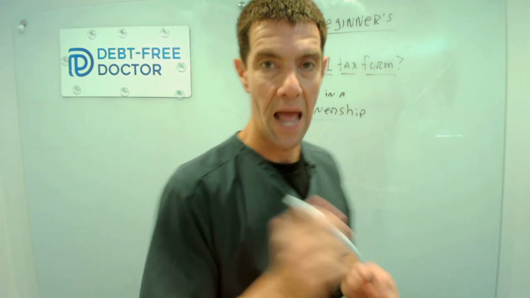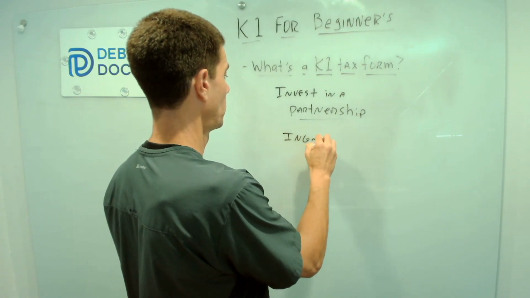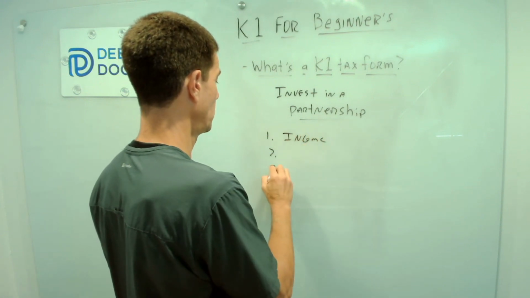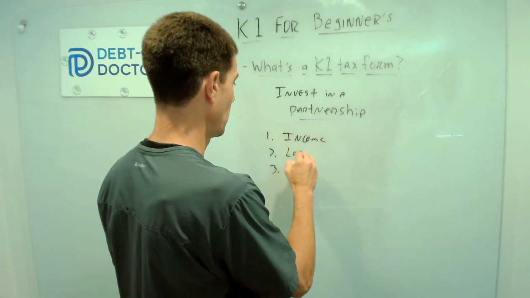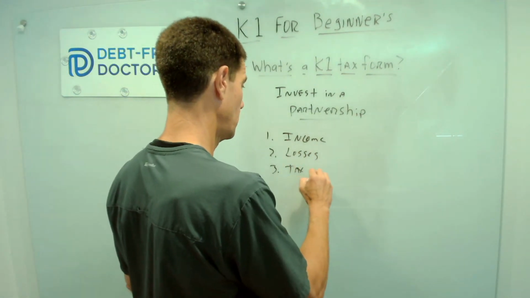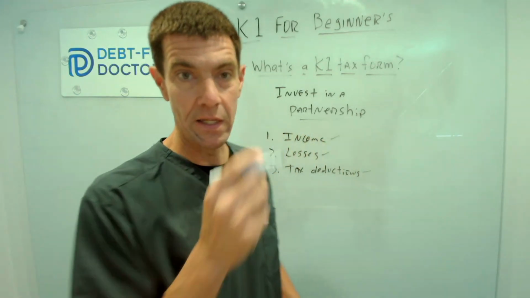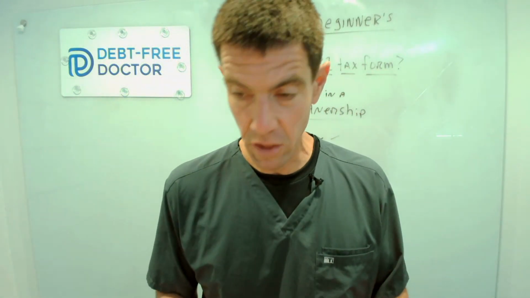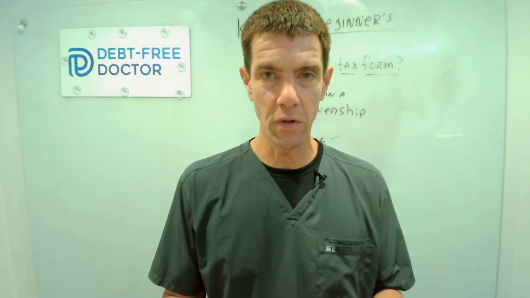Now, this form is going to tell the IRS how much income, the losses, and then also what you really want, the tax deductions. Income, losses, and tax deductions that you're actually going to be responsible for based on your investment. Again, I'm going to be referencing a real estate syndication. Yours may be different. And look, don't get stressed out.